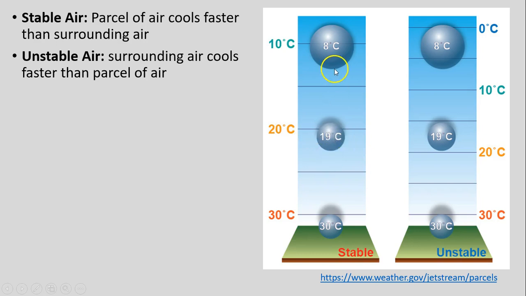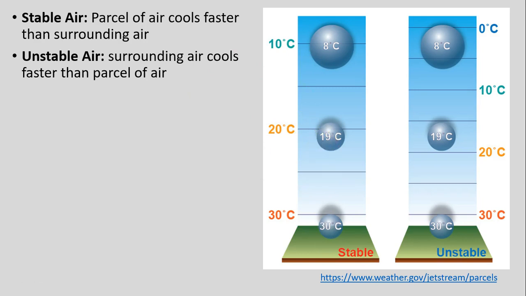It actually wouldn't continue to go up in the atmosphere unless forced by some other mechanism, which we will talk about in future lectures. But right now, we're not going to worry about those. Because the air is colder and thus has a tendency to be more dense, that air would essentially sink back down to the Earth's surface. It really wouldn't have any reason on its own to move up within the atmosphere.